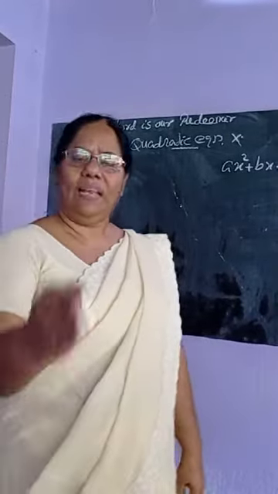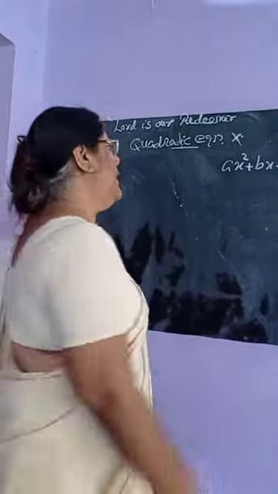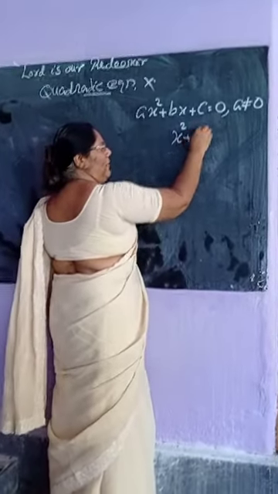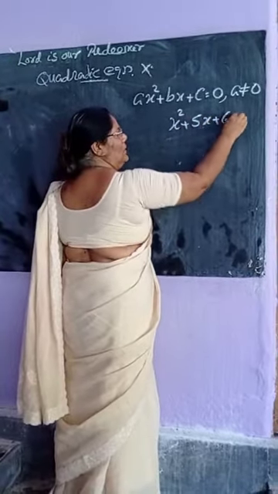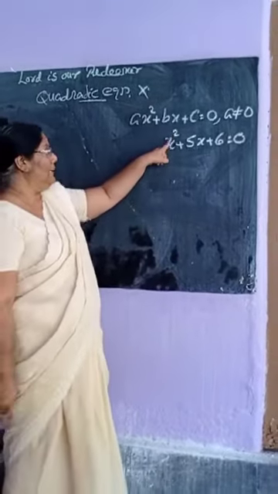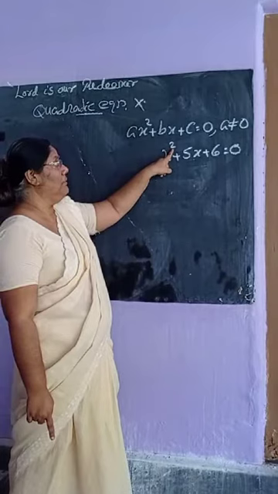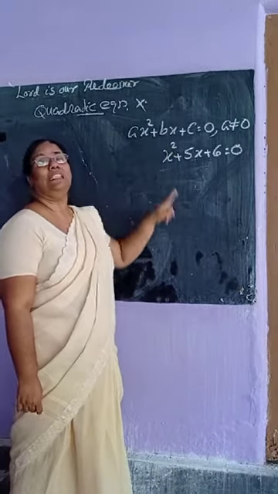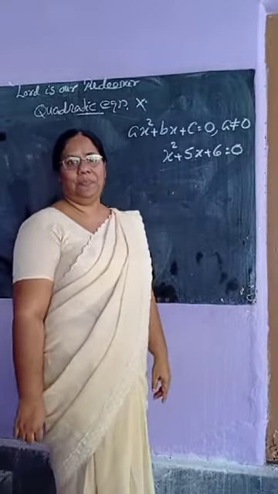Understand? Write one example. X square plus 5x plus 6 equal to 0. This is a quadratic equation. What is the reason? Look at the board. Here the degree of this quadratic equation is 2. Therefore, it is a quadratic equation.